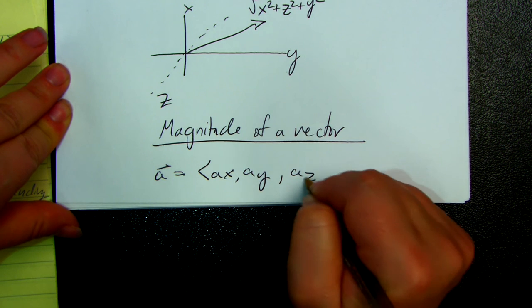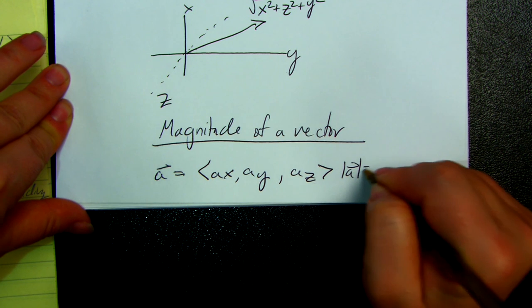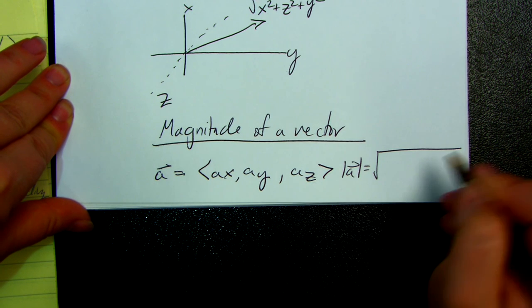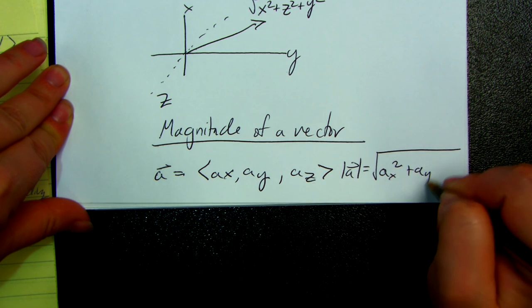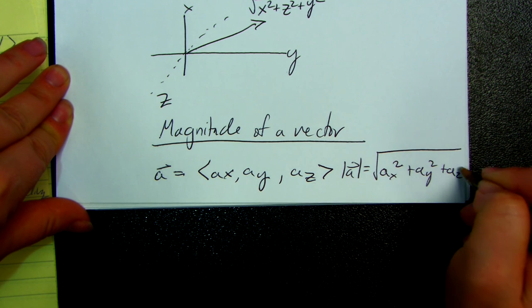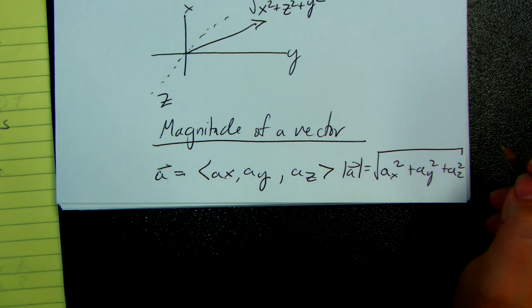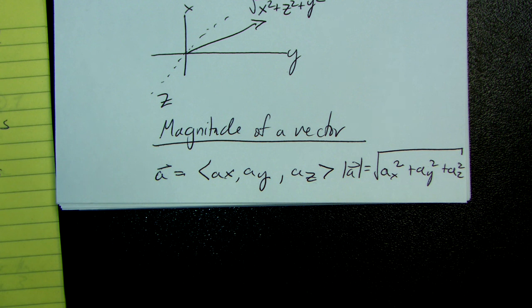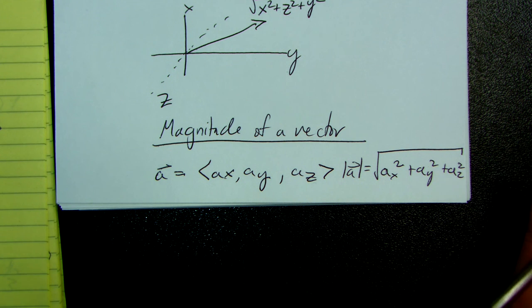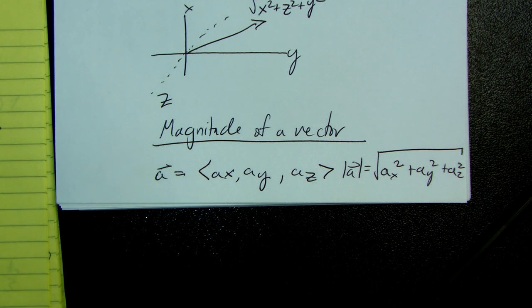We have the vector A equal to a sub x, a sub y, a sub z, and the magnitude of A is equal to the square root of a sub x squared plus a sub y squared plus a sub z squared. All right, we'll stop here and continue.